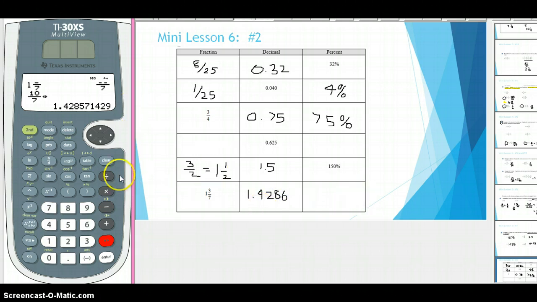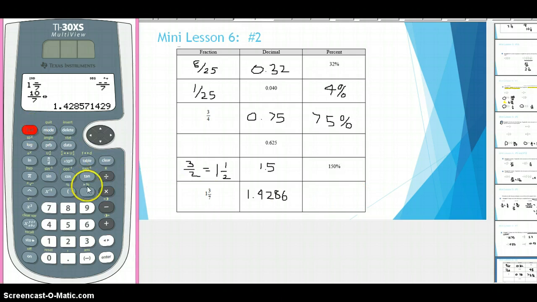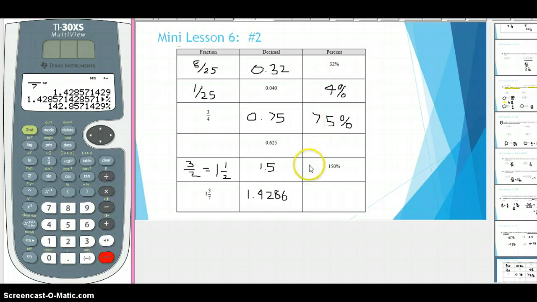Now to change that to a percent, I'm going to hit second, change to percent, and we have 142.86%, and I'm going to stop after 2 decimals, and let me write that out, and then I'm going to tell you why. 142.86%. So notice I rounded this to 2 decimal places, I rounded this to 4.